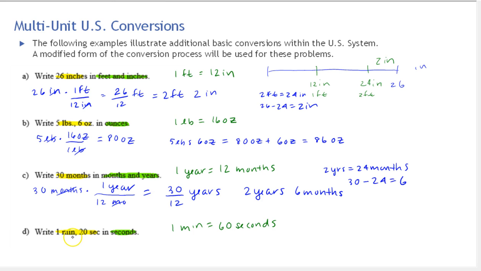So first we'll change, just like here we change pounds to ounces. Since we want seconds, we're going to change 1 minute to seconds. And this is easy because we know 1 minute equals 60 seconds. So we don't even need to multiply. So that means 1 minute, 20 seconds equals, well, 1 minute is 60 seconds plus the 20 seconds equals a total of 80 seconds.